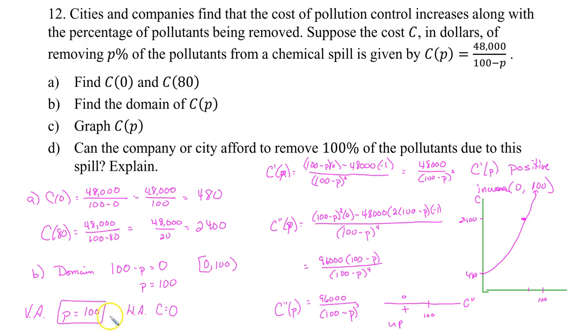So excuse me, not my horizontal asymptote, but the limit as p goes to 100 becomes infinity, and that's where my vertical asymptote comes in. The cost is going to be astronomical. So the answer to this question, can the company or city afford to remove 100% of the pollutants, is no, they cannot. The cost just becomes astronomical.